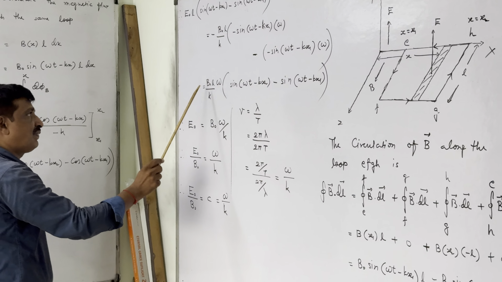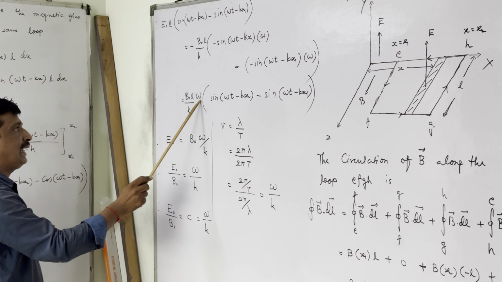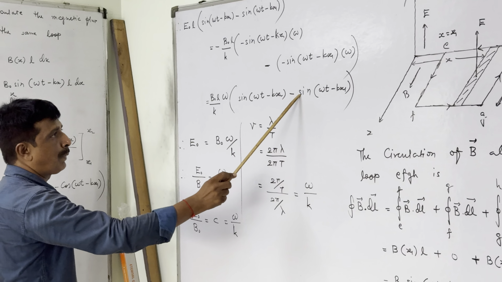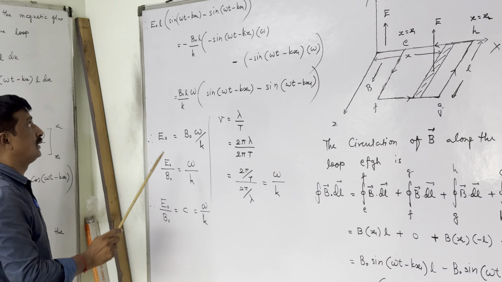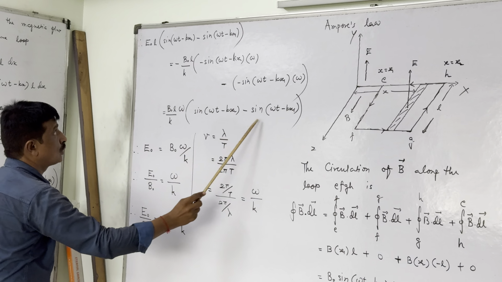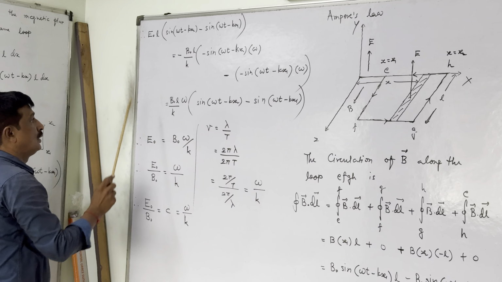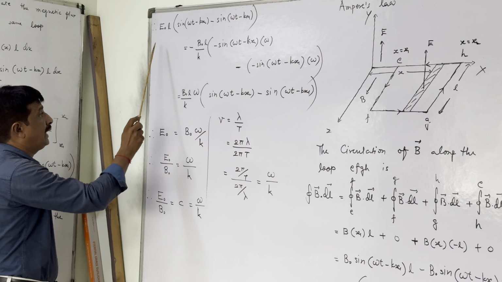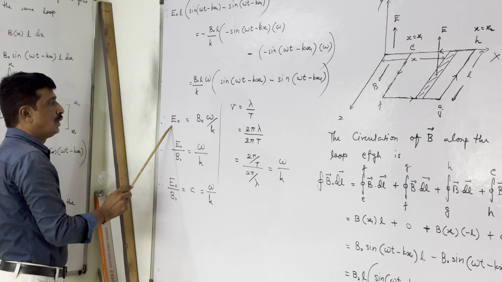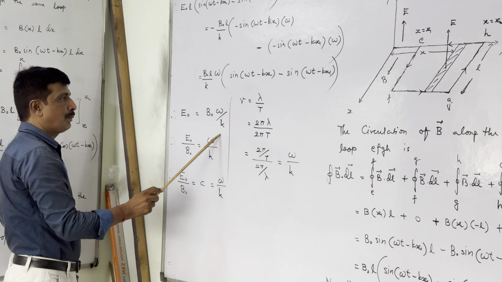So simplifying this, B naught L omega by k is sin(omega t minus k x2) minus sin(omega t minus k x1). But this term is equal to this term, so this cuts out. So we have E naught L equal to B naught L omega by k. L cuts out. So E naught is B naught into omega by k.